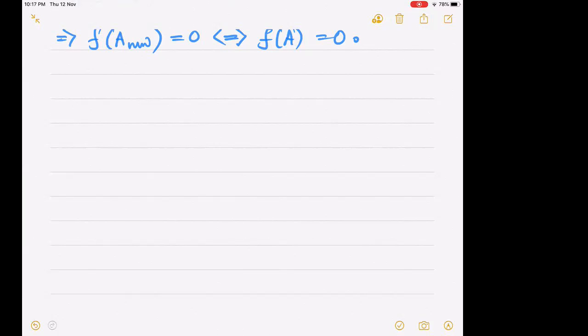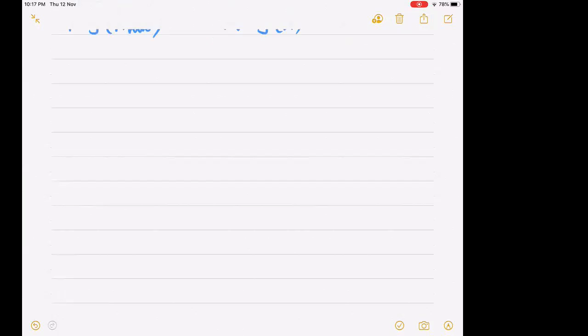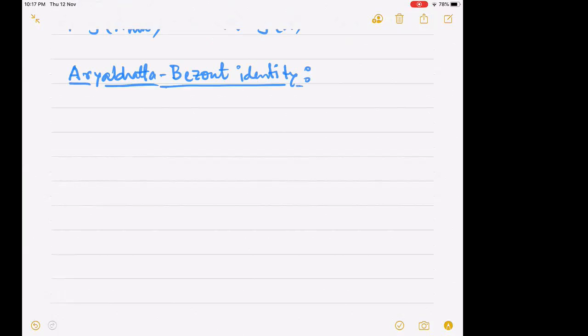Okay, so let's start. The thing that we're going to discuss now is the so-called AB identity, or the Aryabhatta-Bezout identity. What is this? Suppose f1, I'm not going to write the arguments, f1, f2 are two polynomials, and suppose G is their GCD.